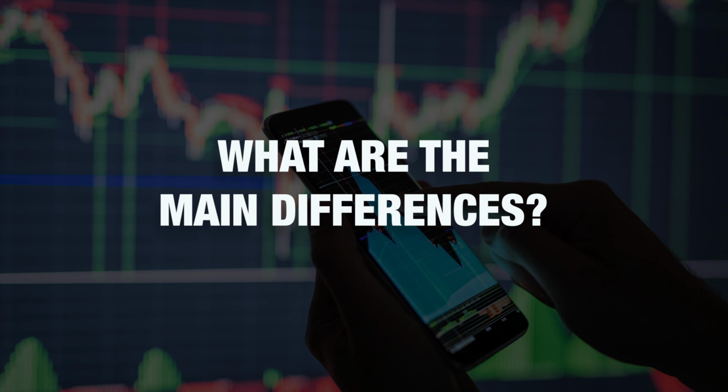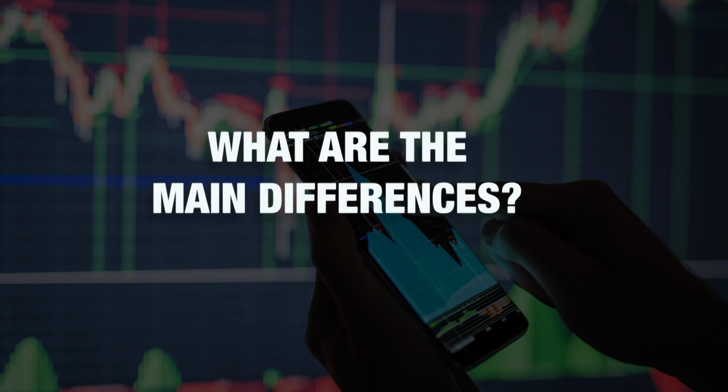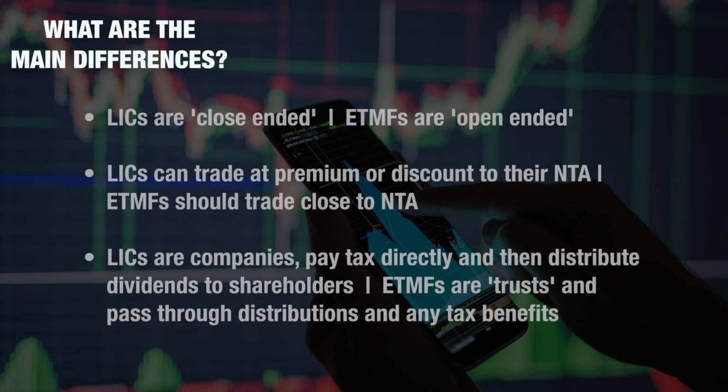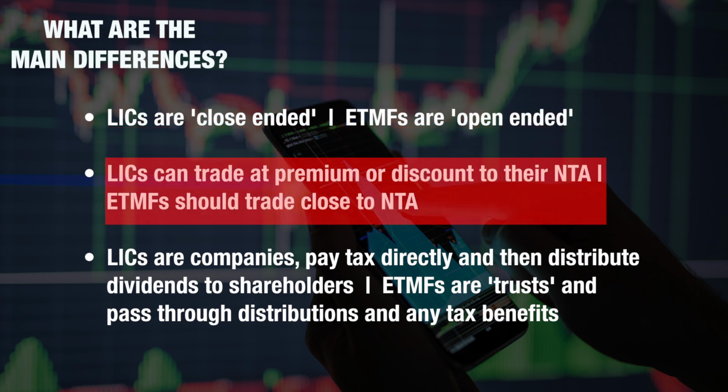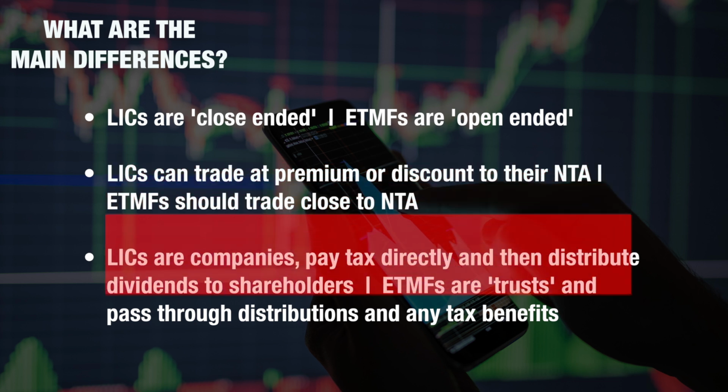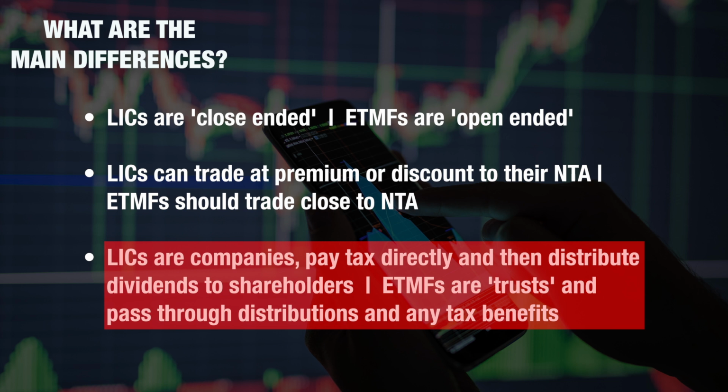Well, look, LICs and exchange-traded managed funds essentially differ in three ways. First of all, a LIC is closed-ended versus an exchange-traded managed fund is open-ended. Secondly, in terms of the NTA or net tangible asset value, LICs can often trade at a substantial premium or discount, whereas an exchange-traded managed fund should trade pretty close to the underlying NTA. And thirdly, they have different structures and slightly different accounting treatment.